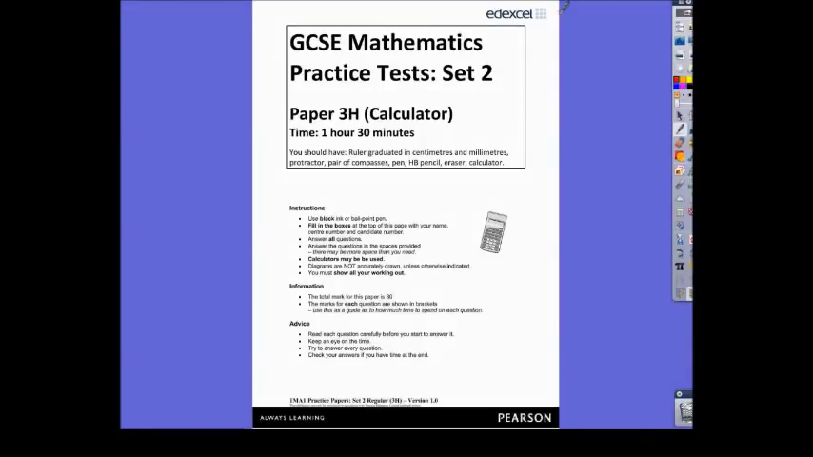This is Edexcel's GCSE Mathematics Practice Test Set 2, Paper 3H.